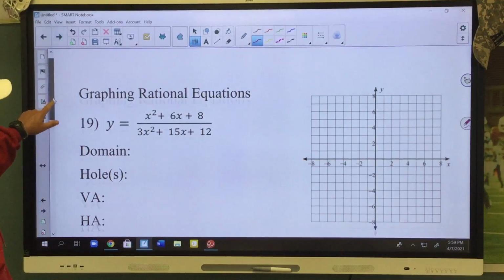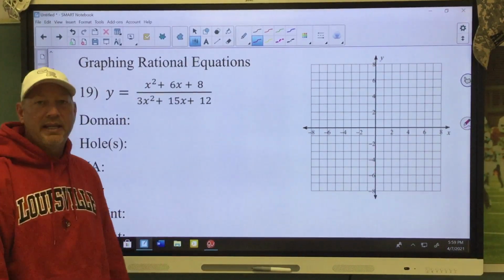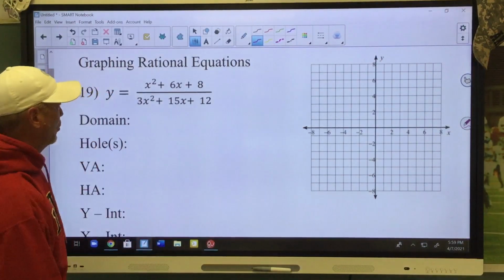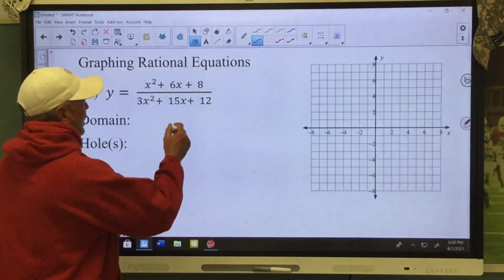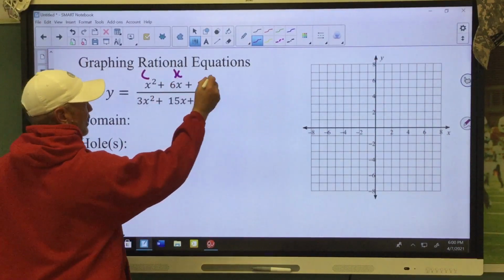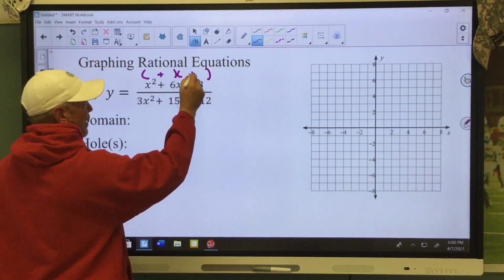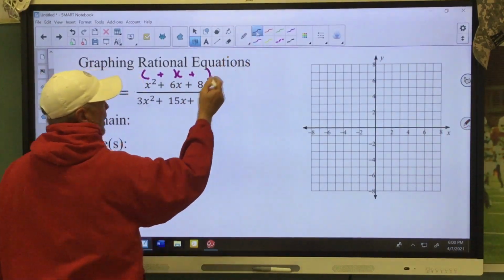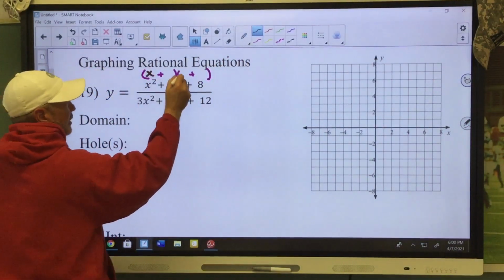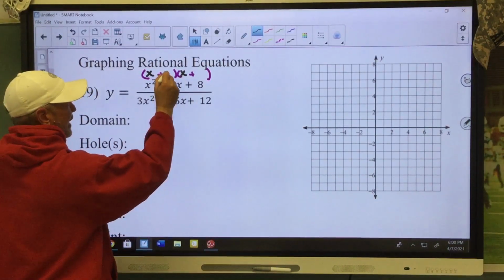All right, so now we're going to graph our rational equation. To do this, we're going to need to factor. So we're going to factor the top, and we're going to get 2 parentheses. We're going to say the signs are the same. We're going to get x's. And in this case, we're going to use 2 times 4 to get to the 8.